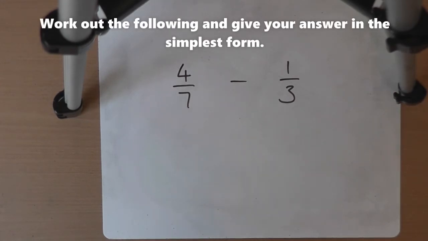Work out the following and give your answer in the simplest form. 4 sevenths minus 1 third. Well, it's the same kind of thing again. Adding and taking work in the same kind of way. It's just one moves up and the other moves down.